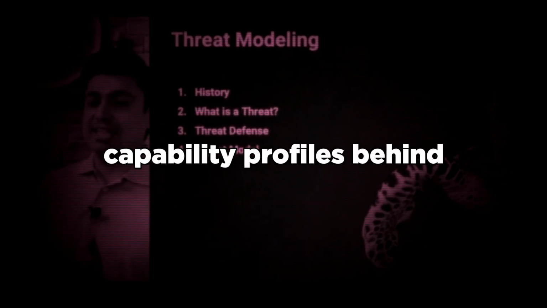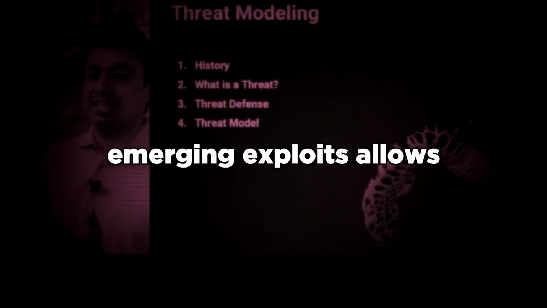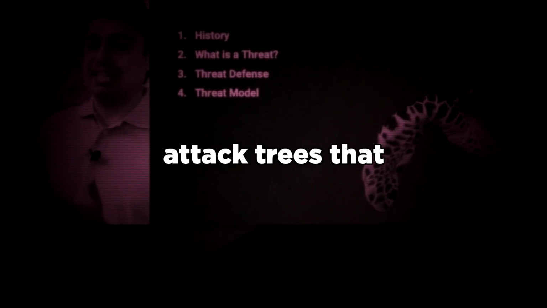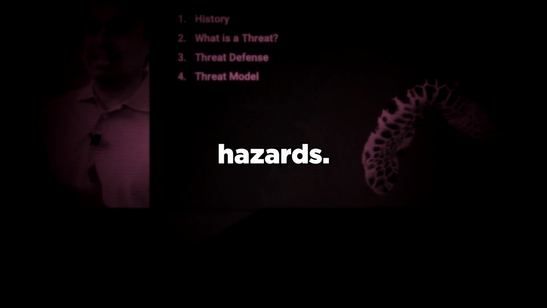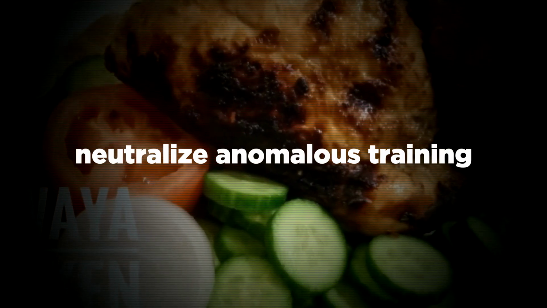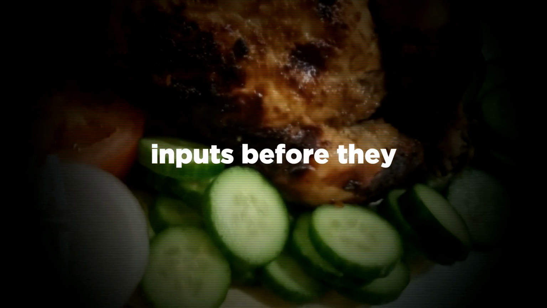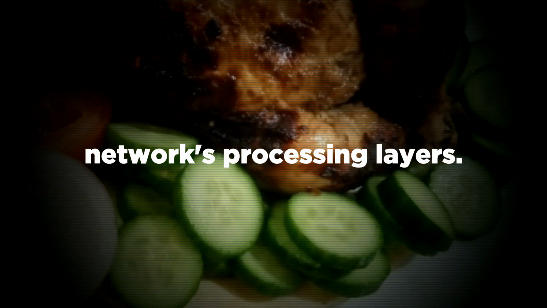Unmasking the precise capability profiles behind emerging exploits allows us to design attack trees that reflect actual production hazards. The goal is to isolate and neutralize anomalous training inputs before they interact with the network's processing layers.